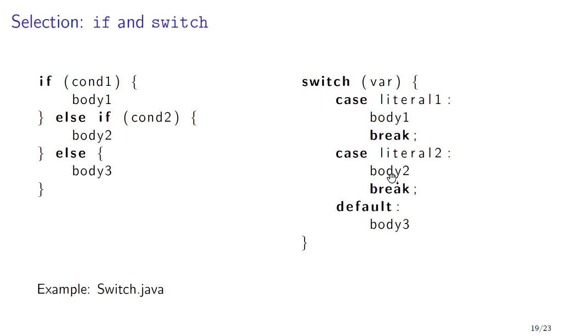Now, these breaks are important. It says, if it matches literal 1, execute body 1. If there's no break, it will then execute the code in body 2, which probably you don't want to do. So 99.9% of the time, you want to put a break at the end of every case body to say, when I'm finished, exit the switch statement. So you can look at the switch.java on Blackboard as an example of some of these structures.